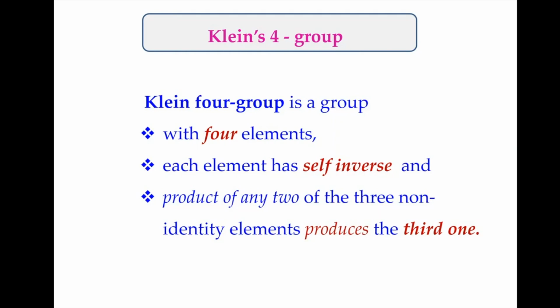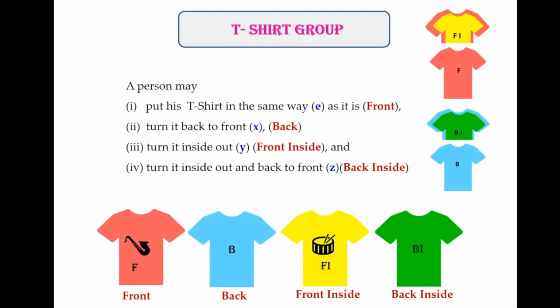Now we shall write the four parts of the t-shirt as the front, back, front inside, and back inside. These will be taken as the four elements. We shall name them E, X, Y and Z. So the back inside is taken as Z, front inside is taken as Y, back is taken as X, and front is taken as E.